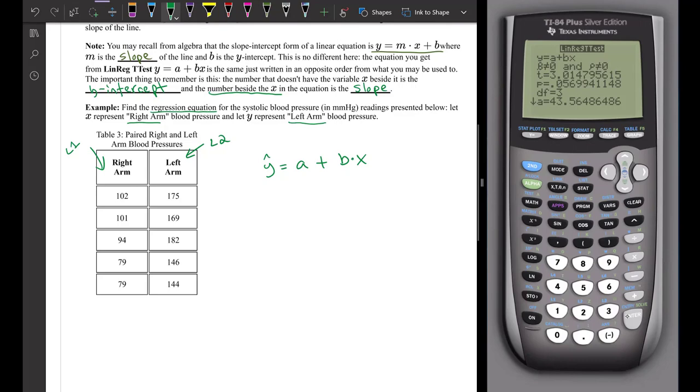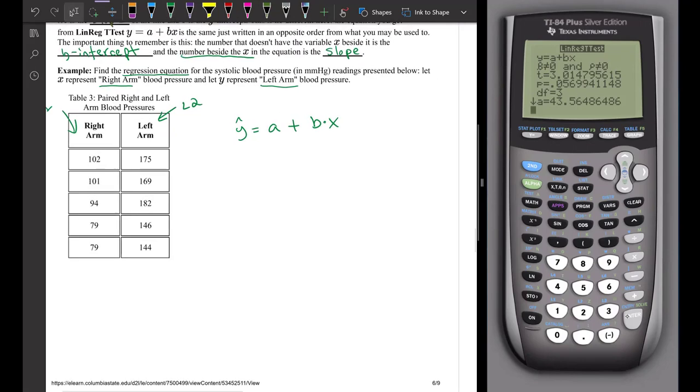So what you're going to have here is for your a, if you look on your calculator screen, you see a is 43.56. If you scroll down, you can see b is 1.31. Maybe you want to do 3 decimal places. 2 or 3 is generally the rule. So we're going to say our prediction variable y is going to be 43.56 (the 4 will round up to 5) plus 1.315 x.